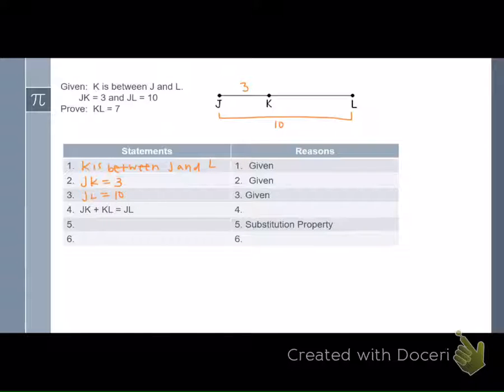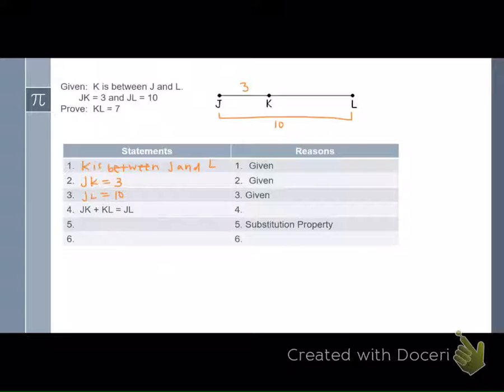Granted, you could put them all in one line. That is allowed too. So if you wanted to, you could say K is between J and L, JK equals 3 and JL equals 10, and put it all in one statement. That is also allowed. This is just separating them. It does not matter if you put them all in one or separate them because they have the same reason.